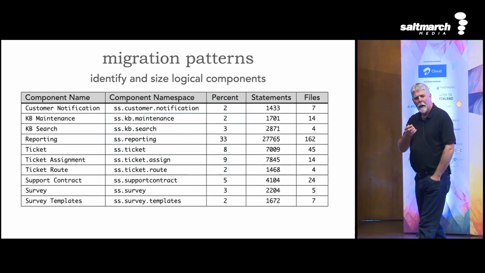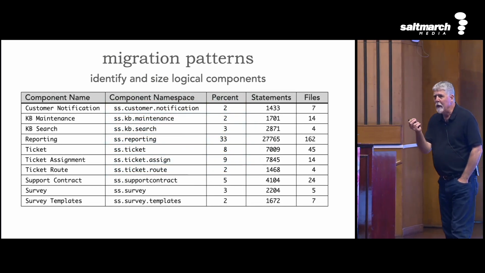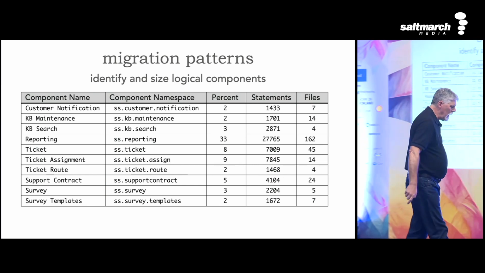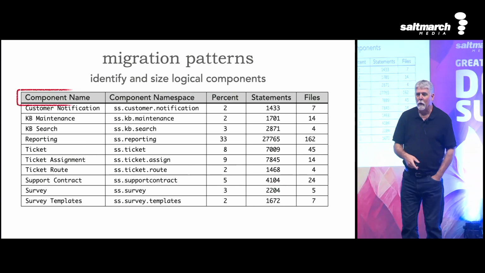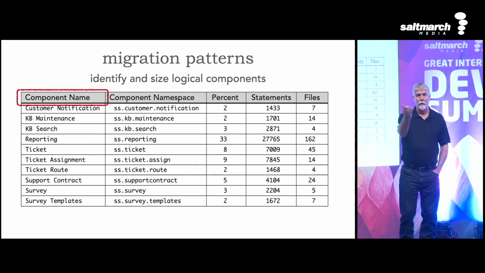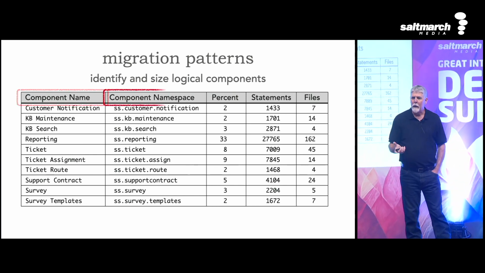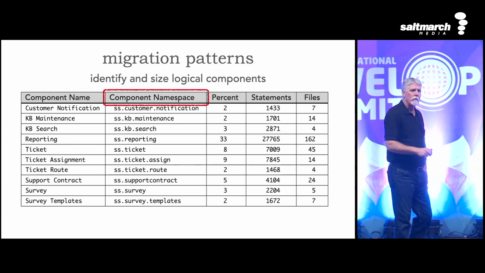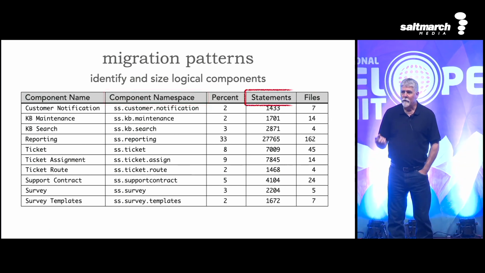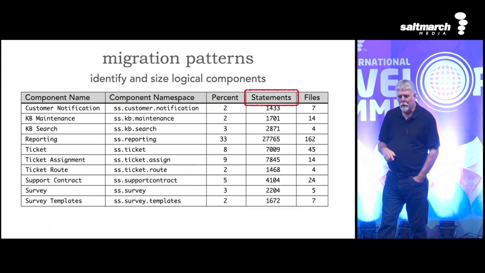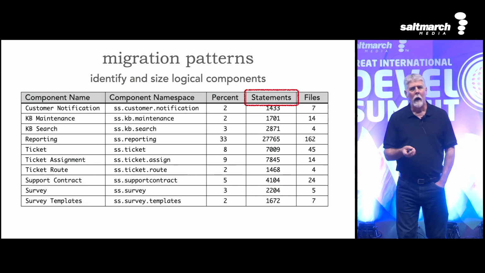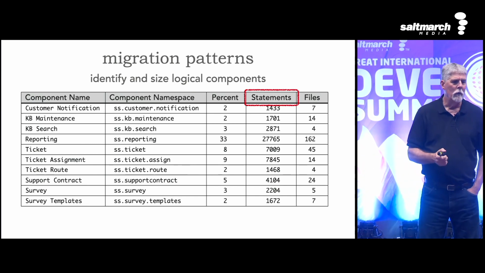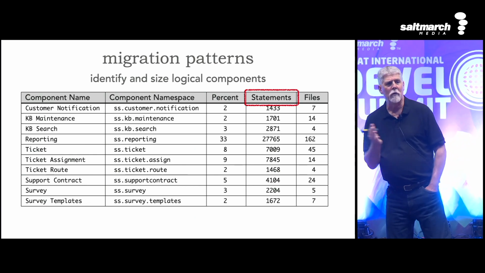Okay, so now that we're clear on the component piece, this pattern right here really is about taking inventory. What do we have? So here's a chart that has some metrics that I find useful. Here's the name of the component, the logical name, so we could talk about it. But here's its namespace. Components are identified by their directory structures. Here's the number of statements. What we want to do is size a component. How do I know the size of a component? What do I denote as being too big or too small?